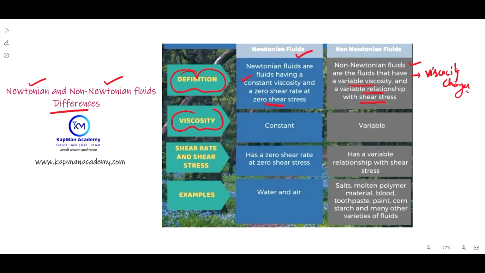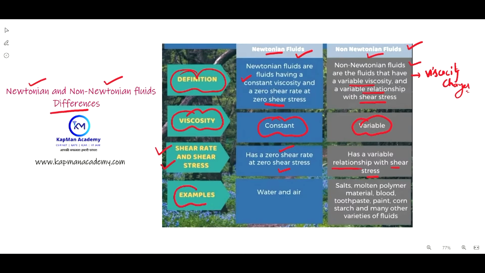If we talk about viscosity, which is a very important parameter of fluids, in the case of Newtonian fluids, it remains constant, it does not change. In the case of non-Newtonian fluids, it is variable, which we already covered in the definition. If we talk about shear rate and shear stress, Newtonian fluids have a zero shear rate at zero shear stress, whereas non-Newtonian fluids have a variable relationship with the shear stress. So they vary with the shear stress.